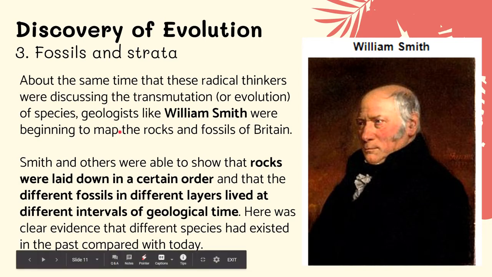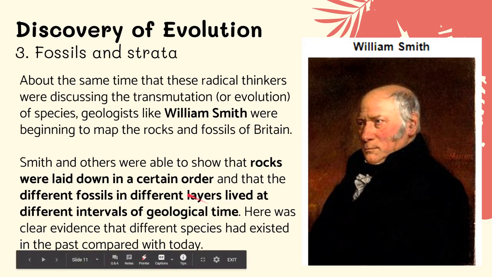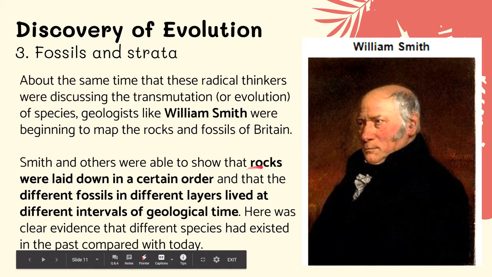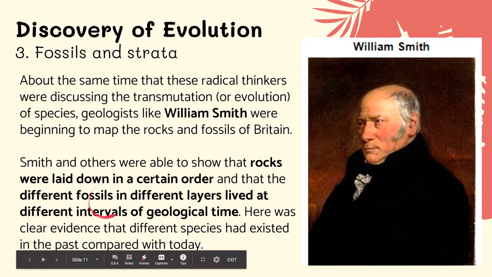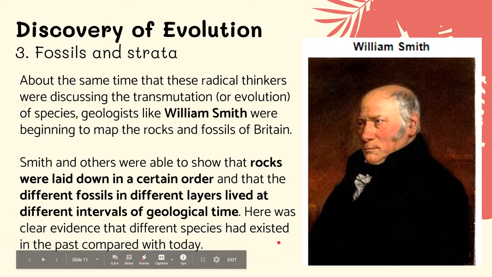Around the same time that Weismann was disproving Lamarckian inheritance, geologists such as William Smith were beginning to map the rocks and fossils of Britain. Based on their excavations and explorations, they were able to discover that rocks were laid down in a certain order, and that different fossils in different layers lived at different intervals of geological time. If you still remember our lesson about the rock cycle, sediments are laid one on top of the other as they are cemented over due to pressure and other geologic forces. They also found out that there are fossils of different organisms that are exclusively found in specific layers of the earth. So here is clear evidence that different species have existed in the past compared to what we have today.